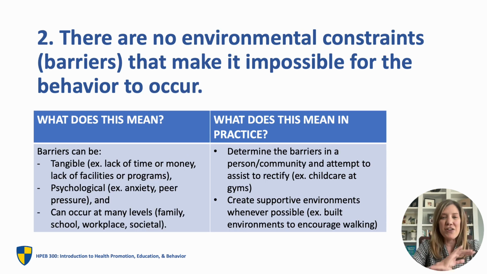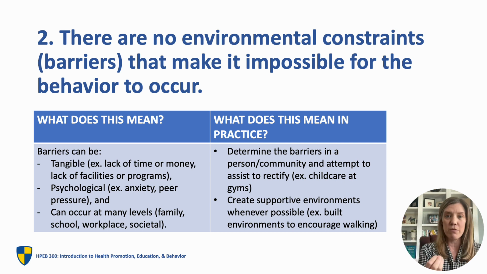Number 2, there are no environmental constraints. There are no barriers in your way that make it impossible for the behavior to occur. So what does this mean? Barriers are real. Barriers can be tangible. This can be a lack of time, money, or lack of facilities to help support this. This could also be mental, mindset, psychological barriers, peer pressure barriers, and barriers can occur at all of the different levels ecologically, both intrapersonal, interpersonal, family, society, whatever the level is, barriers may be in people's way.